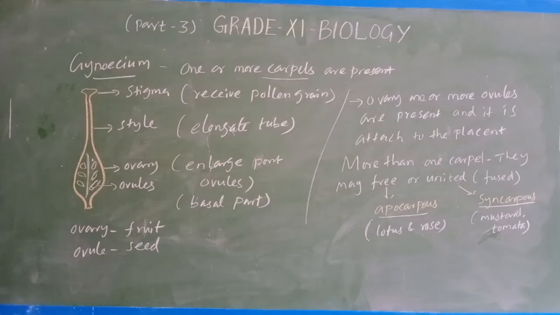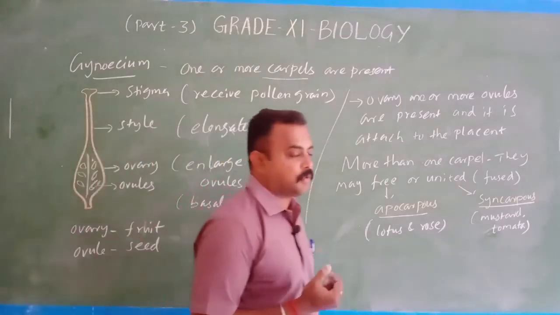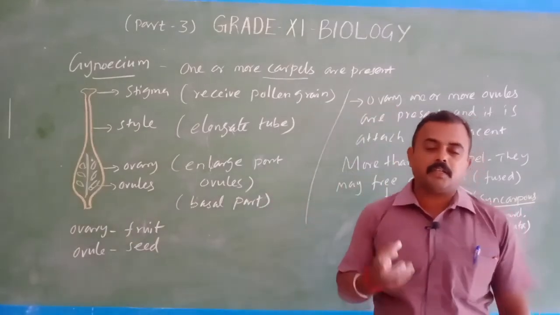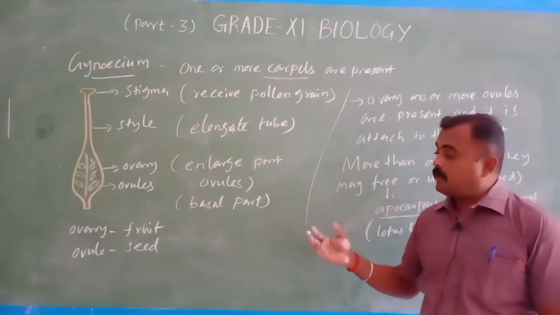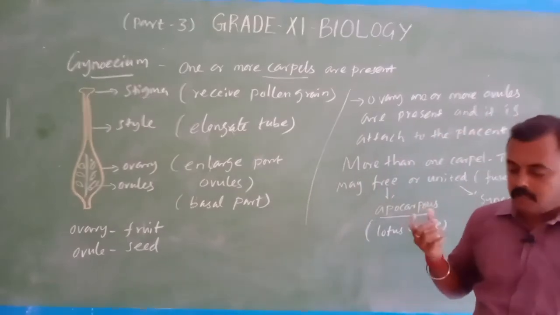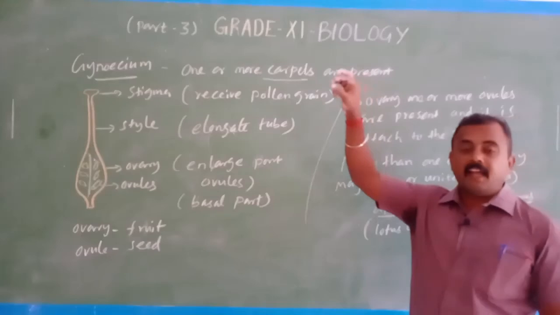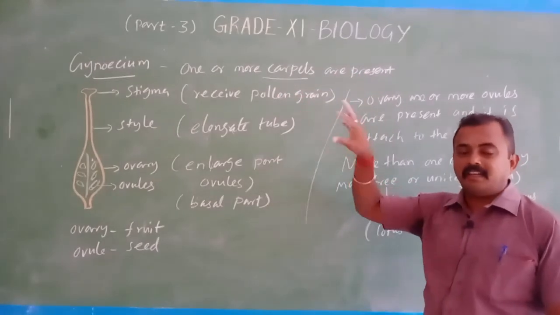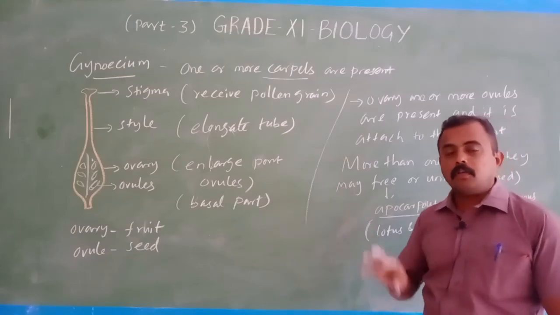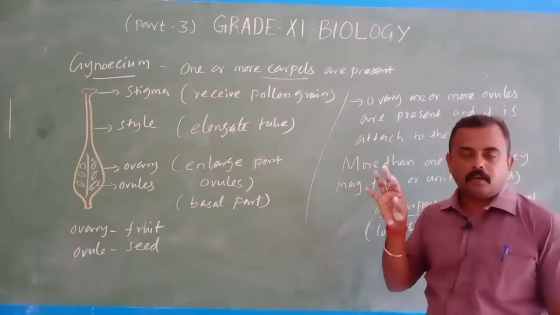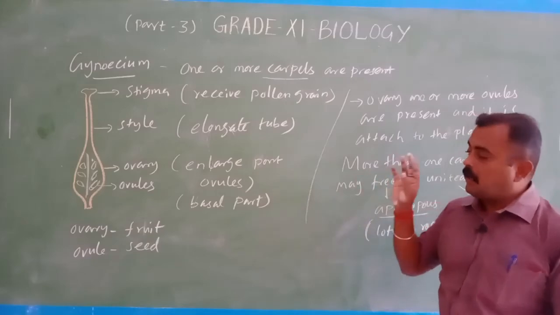Ovary became fruit and ovule became seed. This is how we get the fruit. Without fertilization, without pollination, the fruit cannot come. Pollination means the transfer of pollen grains from the anther to the stigma. Fertilization means the male gamete and female gamete are fused together.